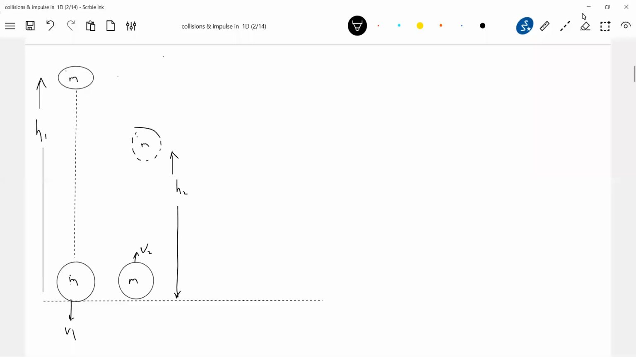Let me give this information. Let h1 be equal to 20 meter and h2 equal to 10 meter. This is released from rest. A very small piece of information, but very important for us. Why should we neglect the weight during the collision impact? That's what I'm trying to explain here.